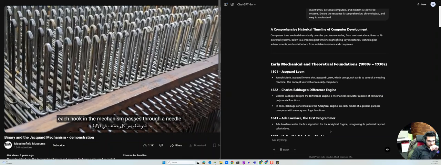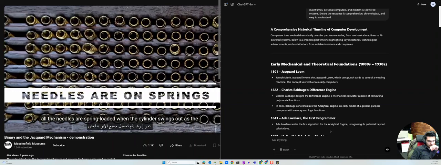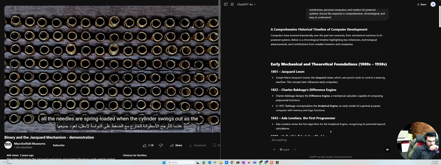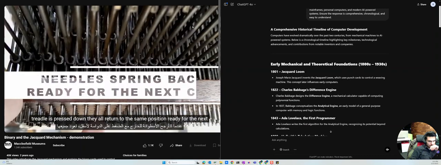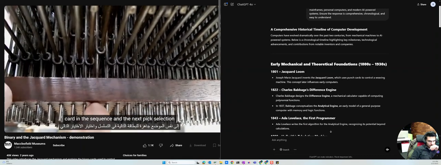Each hook in the mechanism passes through a needle. All the needles are spring-loaded. When the cylinder swings out as the treadle is pressed down, they all return to the same position ready for the next card in the sequence and the next pick selection.